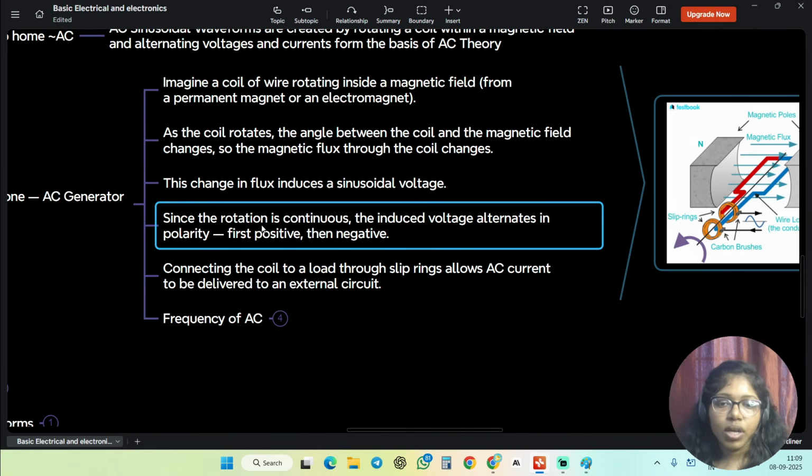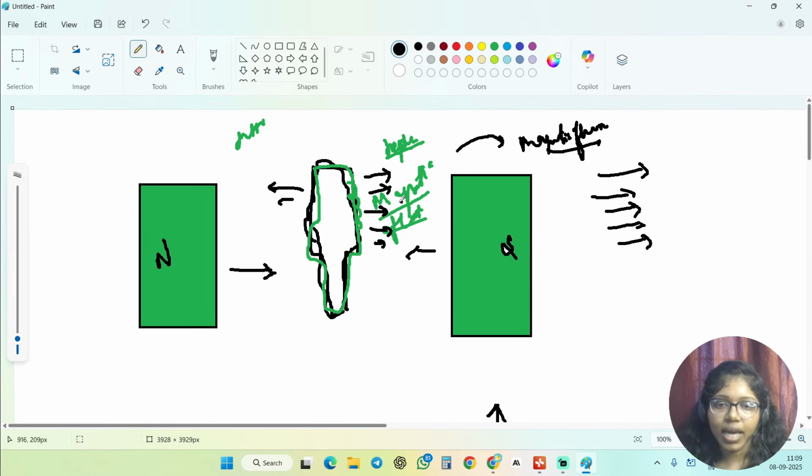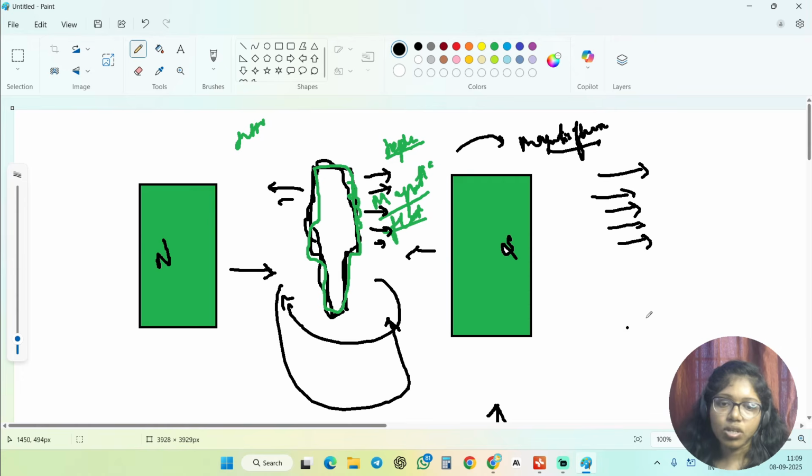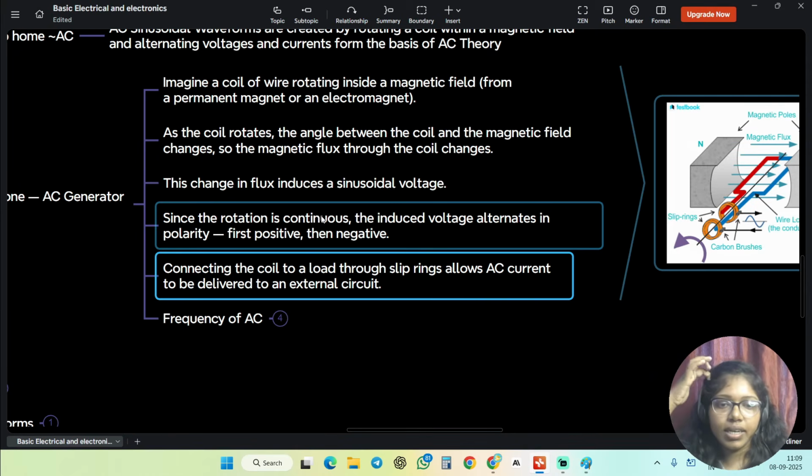Since the rotation is continuous, first of all, if it is hitting both in different positions, it will create one rotation. When it starts hitting this region, it will create this rotation, clockwise, anti-clockwise, clockwise, anti-clockwise, creating the flux towards like this and like this. So it will be creating a different alternating voltage.